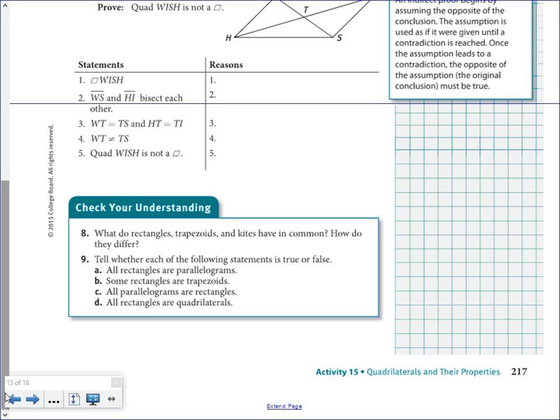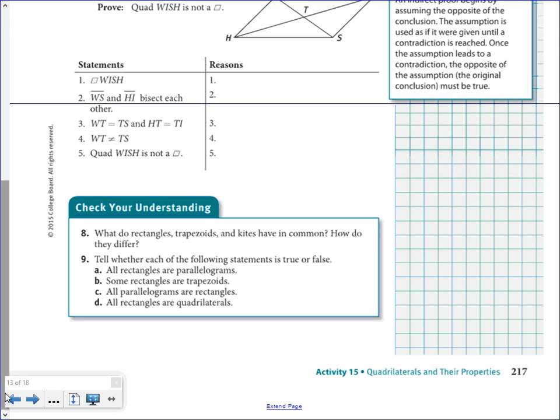You could say something about the sides being congruent. In a rectangle, opposite sides are congruent. Opposite pairs of sides are congruent. In a trapezoid, none of the sides have to be congruent, but you could have one pair of congruent sides. In a kite, you have to have two pairs of consecutive sides that are congruent, but not congruent to each other. So there are different things that you could say there.